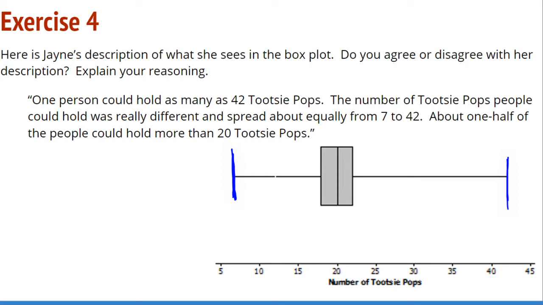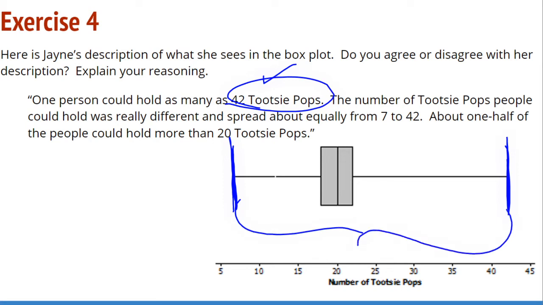Well, it is correct. We could go from 42 to 7. Okay, so we could have as many as 42. Yes, that's a true statement. The number of Tootsie Pops people could hold was really different and spread about equally from 7 to 42. Now that's a big question. Is it spread equally from 7 to 42?